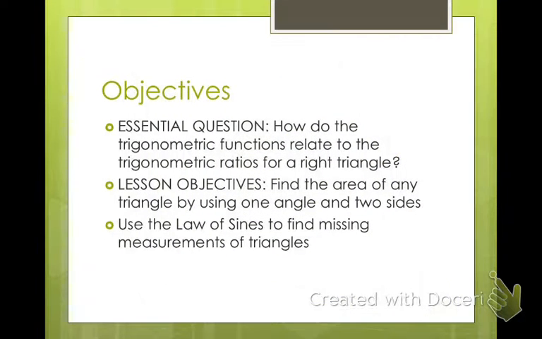So our central question is, how do the trigonometric functions relate to the trigonometric ratios of a right triangle? Our objectives are to find the area of any triangle by using one angle and two sides, and also by using the law of sines to find missing measurements of triangles.